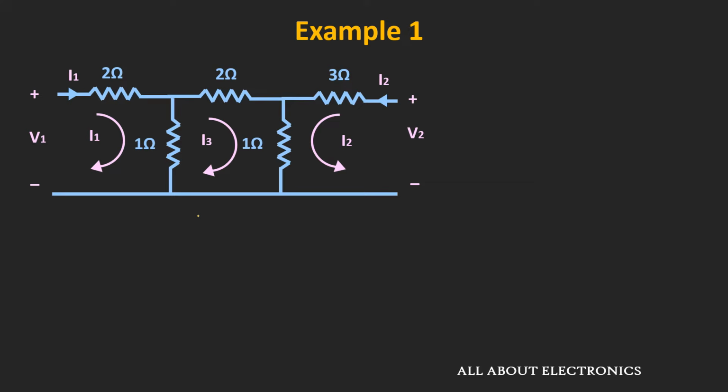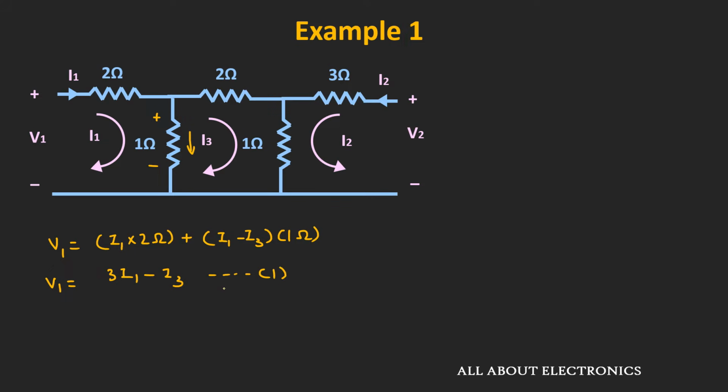So first of all, let us write down the KVL equation in this first mesh. So applying the KVL equation, we can write this voltage V1 is equal to I1 times 2 ohm plus the voltage drop across this 1 ohm resistor. Now if you see over here, the net current which is flowing through the 1 ohm resistor is equal to I1 minus I3. And let's say this current is flowing in the downward direction. That means the voltage drop across this 1 ohm resistor is equal to I1 minus I3 times 1 ohm. And if we simplify it, then this voltage V1 is equal to 3I1 minus I3. So let's say this is the first expression.